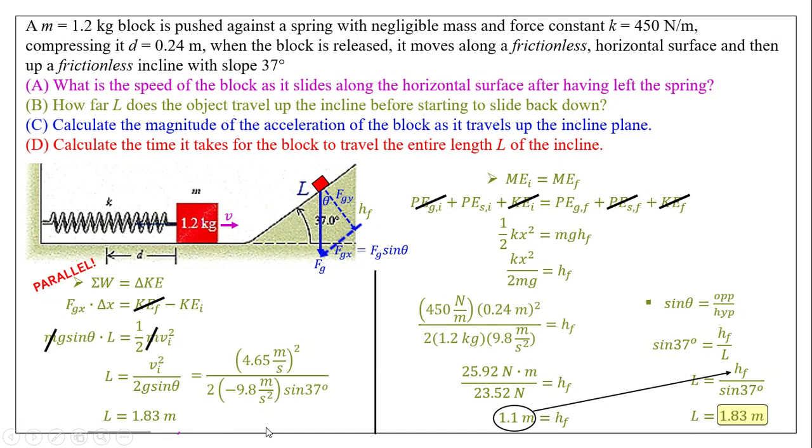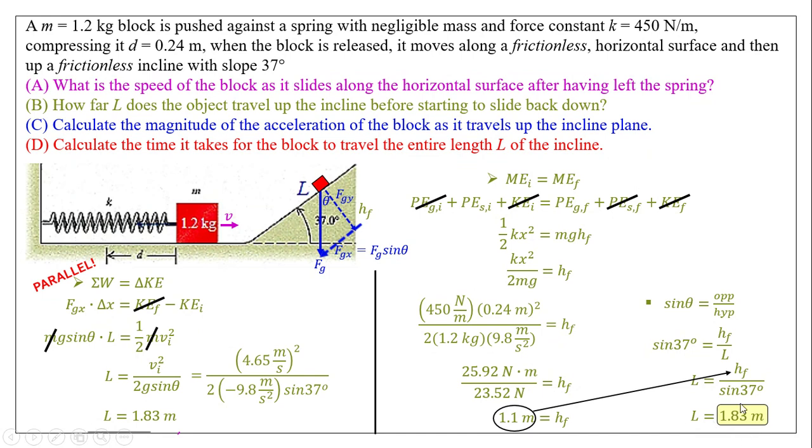This way, if you're sloppy with your negative sign, it doesn't really harm you because you're not adding or subtracting anything else. So keep that in mind. My point is that you can use the work-kinetic energy theorem to find the same length, which turns out to be the same 1.83 as we calculated here on the bottom right.